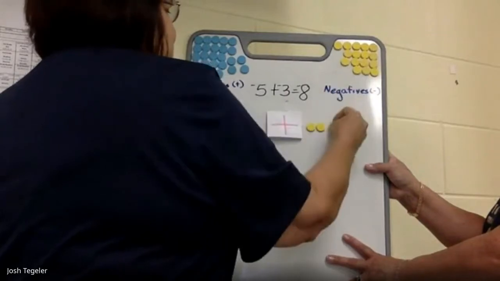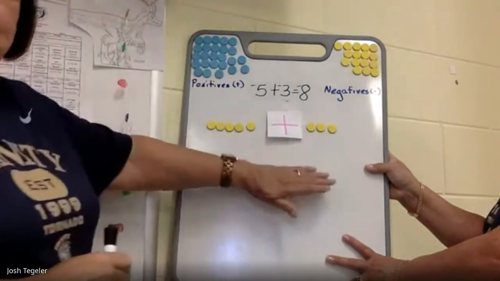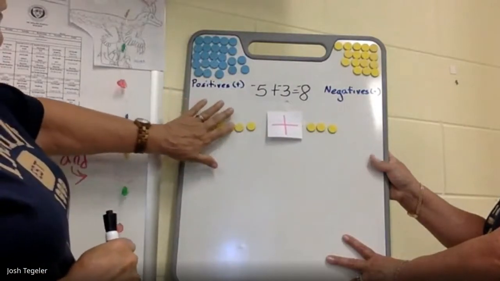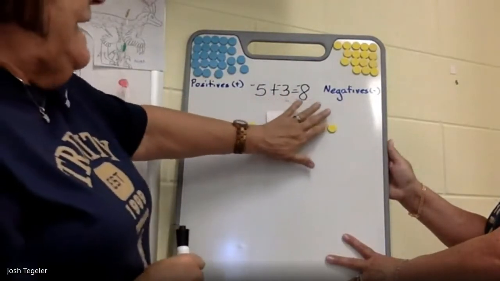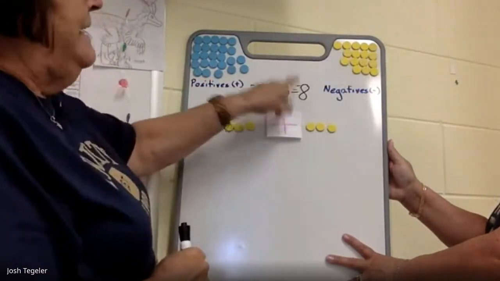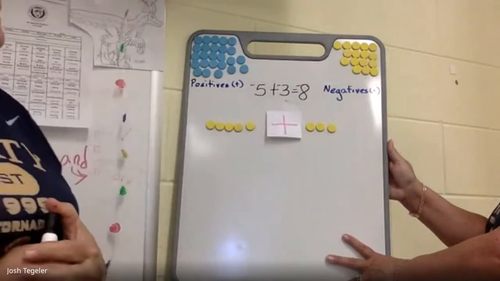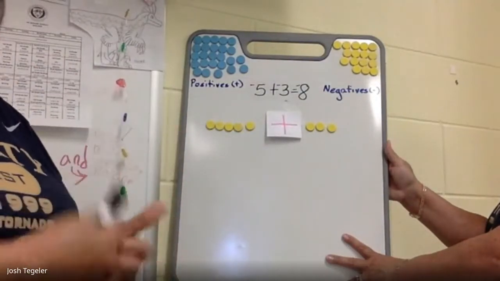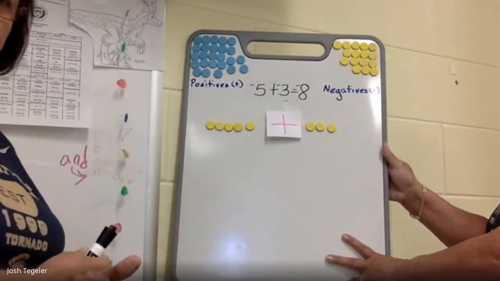Oops, that one fell. Now notice they're all the same color. They're all the same color, so we're adding them. 1, 2, 3, 4, 5, 6, 7, 8, and they're yellow, so we take the sign of the yellow, which is negative. So like signs, add the numbers, and take the sign.